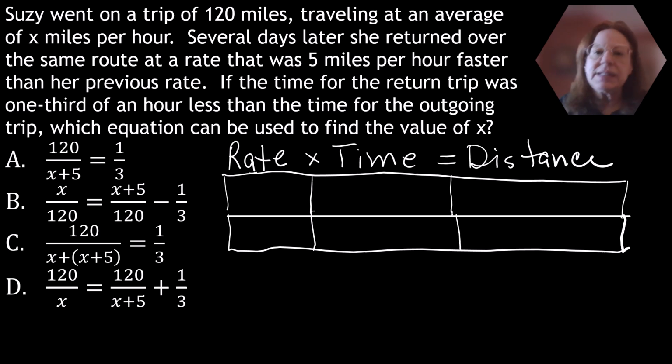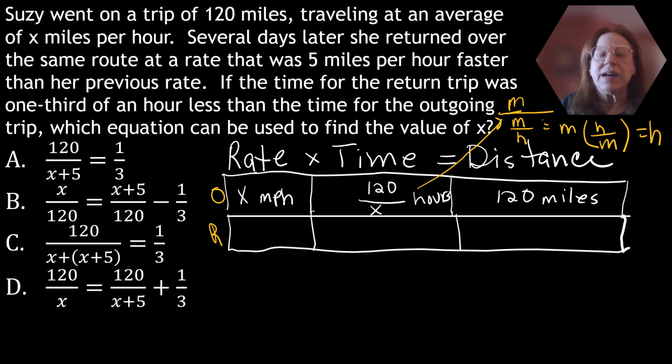Okay, so what I did was set up a table. Anytime you can set up a table or draw a picture, that's going to really help. So we know that rate times time equals distance. And we have the outgoing rate and the return rate. So that's what the O and the R stand for.